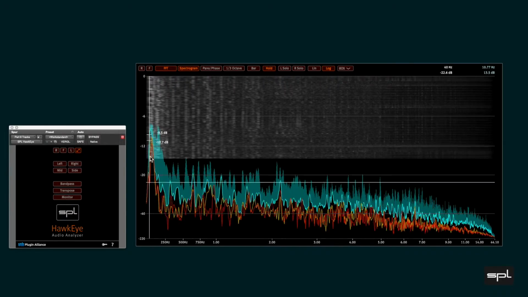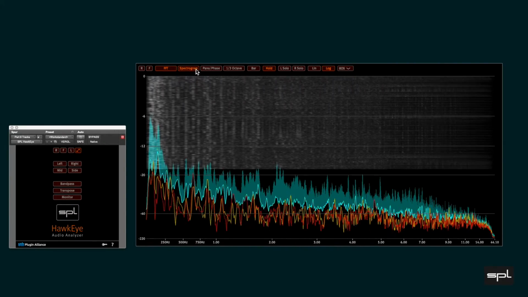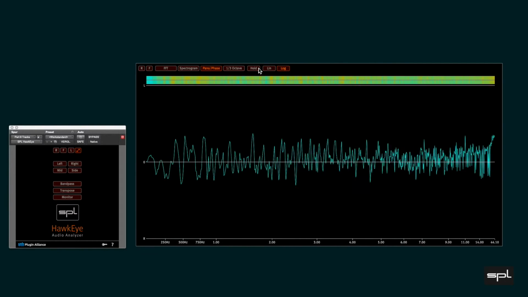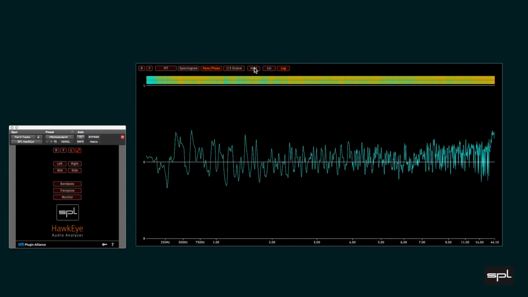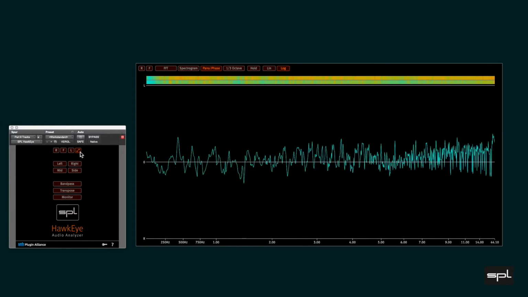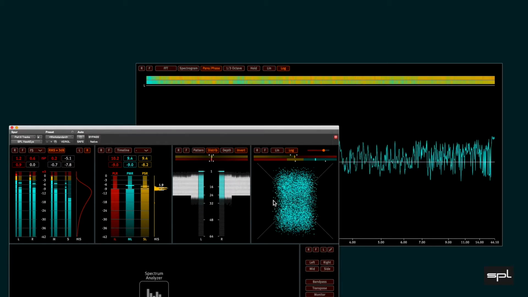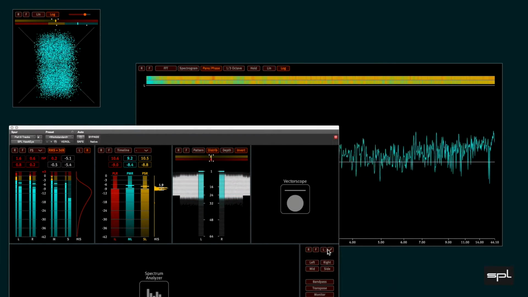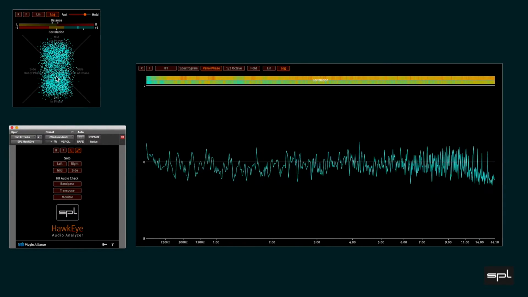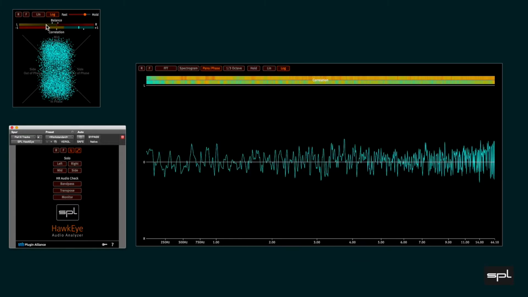Next is the Panorama and Phase window, showing the precise panning of the 4096 frequency bands separately for left and right. The Panorama Phase instrument displays the balance that we have in the vector scope in far more detail. Let's open the vector scope and let's switch on the labels. Balance is the upper one of the two bars.